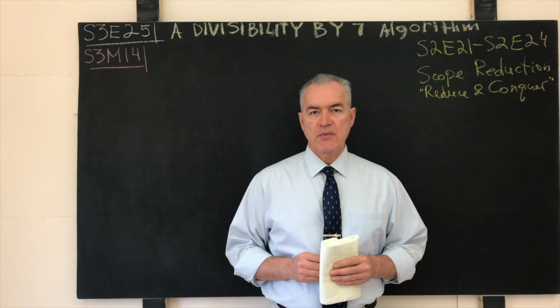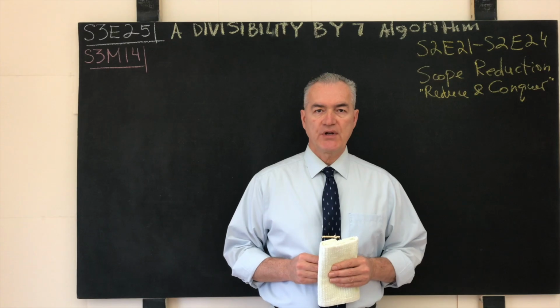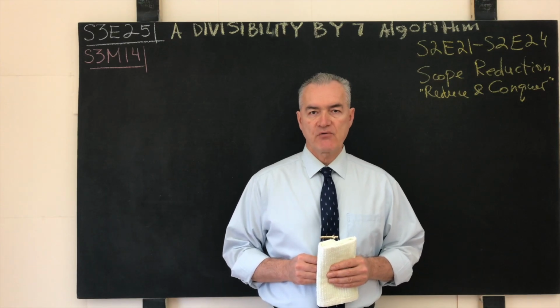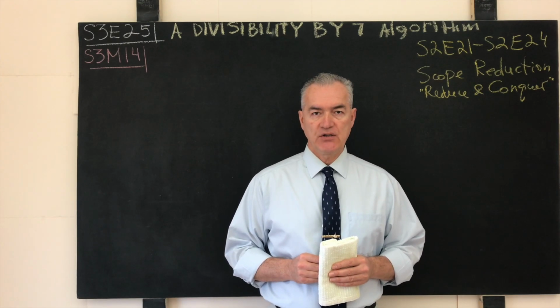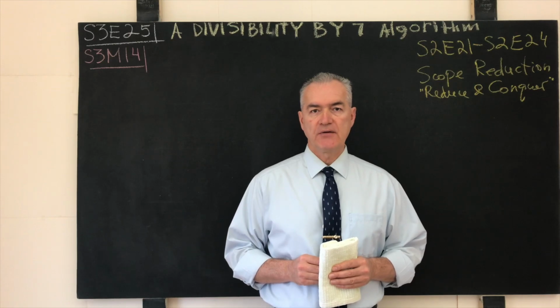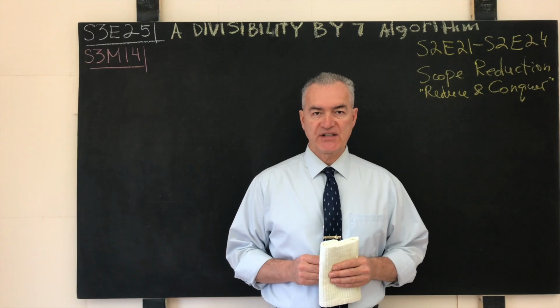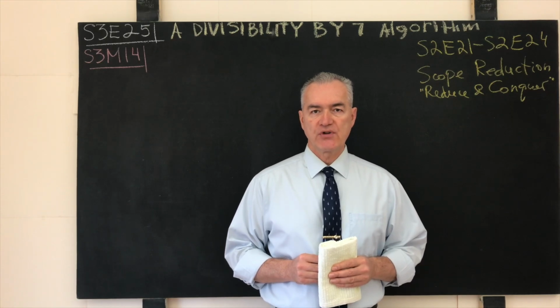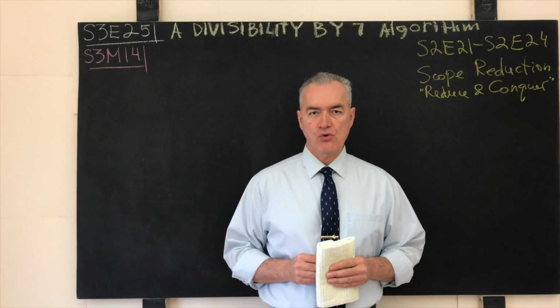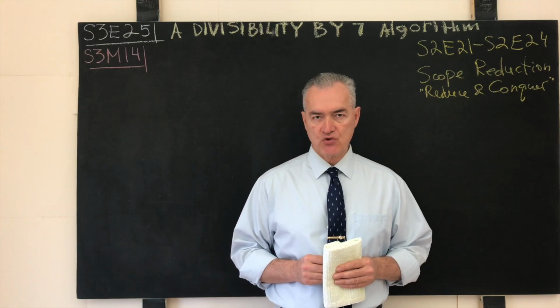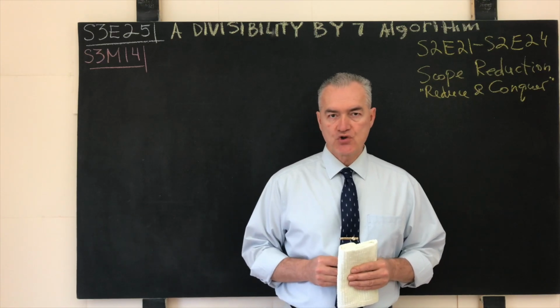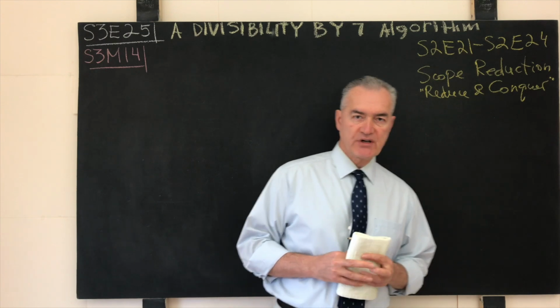The objective of the mathematical problem S3E25 is to design an algorithm or a test that can be used in order to detect if a given input whole positive number is divisible by 7 or not. And as a hint, that design process should follow the template of the scope reduction or the so-called transform and conquer problem solving approach.